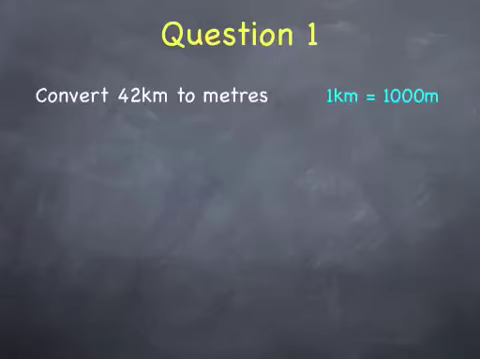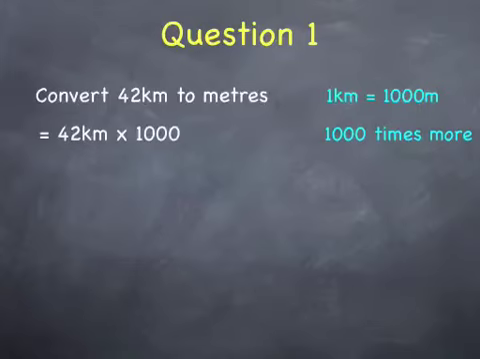So do we times or divide? Well, we're going to metres, and there's going to be a lot more metres. In fact, there's going to be 1,000 times more. So 42 kilometres, it's 1,000 times more to get the metres. So we're timesing by 1,000, and therefore our answer is 42,000 metres. Okay, so we just had to times by 1,000.